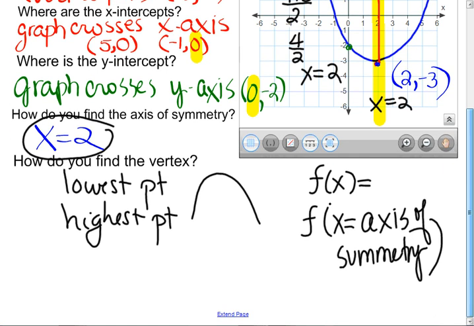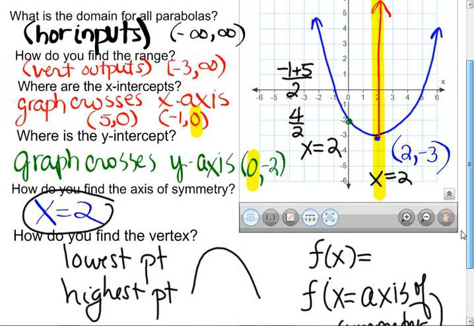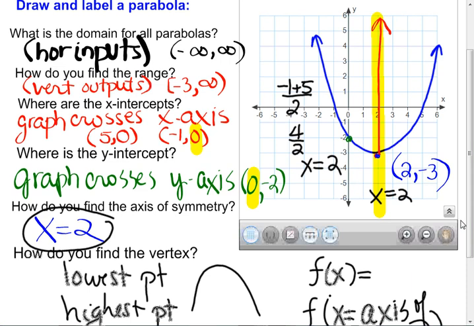Do you know what all the parts of the graph are? The x-intercepts, y-intercepts, axis of symmetry, and the vertex. The vertex is either the lowest point or the highest point. This is the axis of symmetry right there. Okay, where is the range? The range starts at the bottom of the graph or the top of the graph, depending on what it is, and goes forever in one direction. Where's the y-intercept? The y-intercept is where the curve crosses the y-axis.